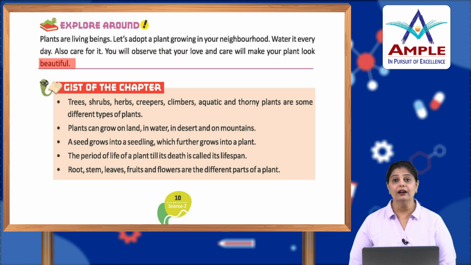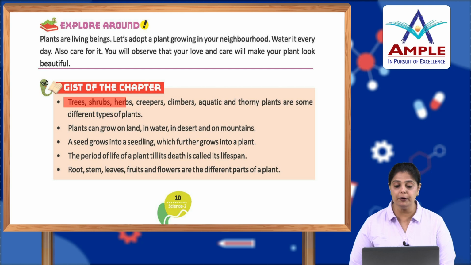So, if you cannot keep a plant at home, why not take care of some other plant which is there in the neighborhood? Try doing that, children. All right, water it, take good care of it and see how it will grow and it will blossom. Now let's run through the chapter. Let's look at the gist of the chapter.